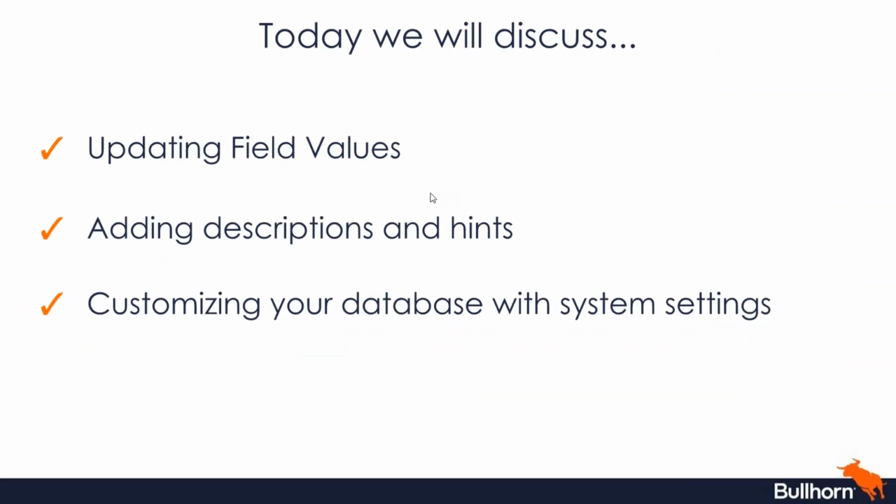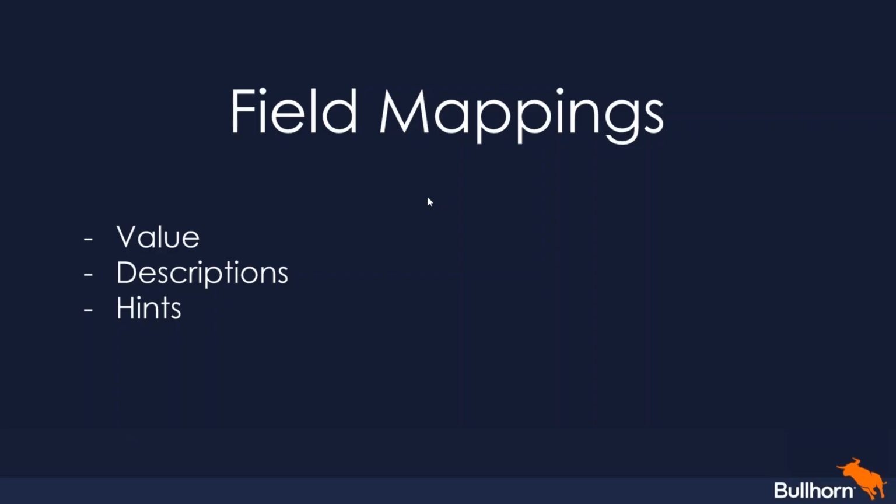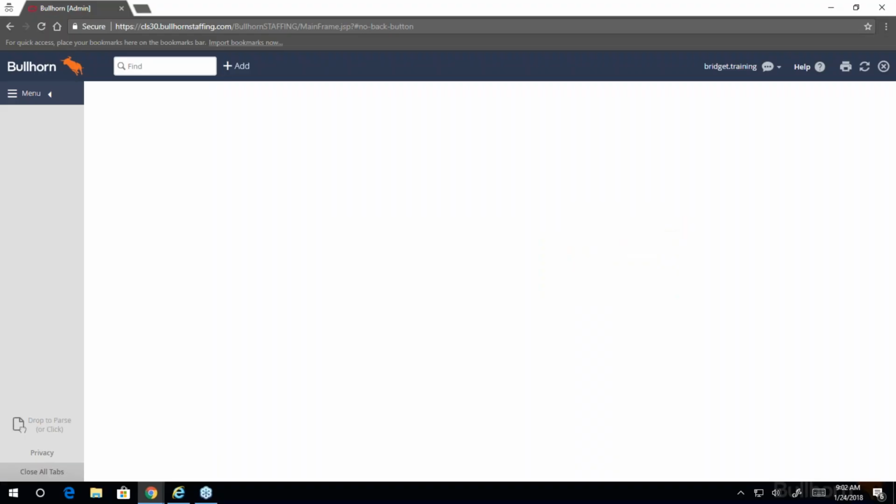Okay, so what are we actually talking about today? Today we're going to discuss updating field values, adding descriptions and hints, and customizing your database with system settings. We're going to start by talking about field mappings, specifically field values, field descriptions, and field hints. Let's start with field value.